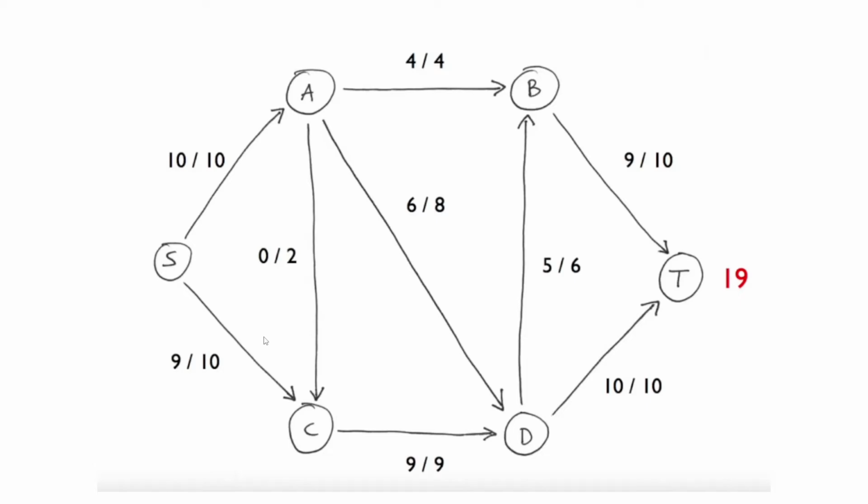And as you can see here, there are no more possible augmenting paths. Looking from S to A, the path is full. However, from S to C, you can see the capacity is still 1. We can still push one more. But the forward edge, C to D, is full. And the backward edge, C to A, is empty. So we cannot augment the path anymore. Therefore, this problem is completed.